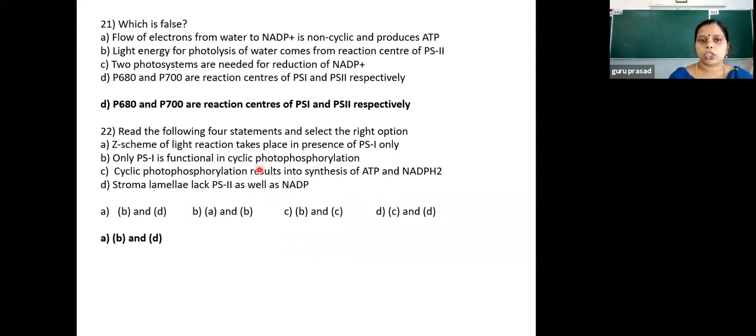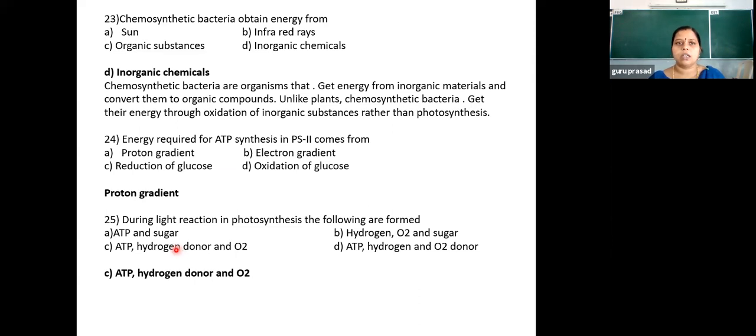So which among them is right? B is right, D is right. A and C are wrong. So that's why which is the correct option? C here. B and D are the right statements. Clear? Okay, next question.